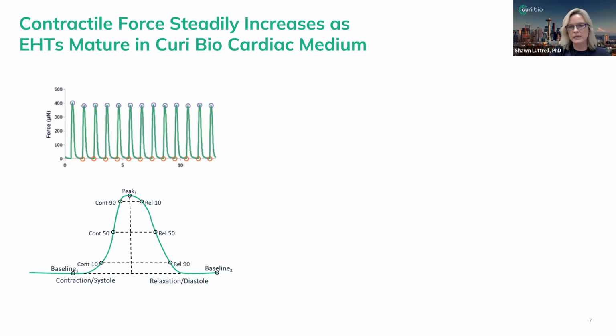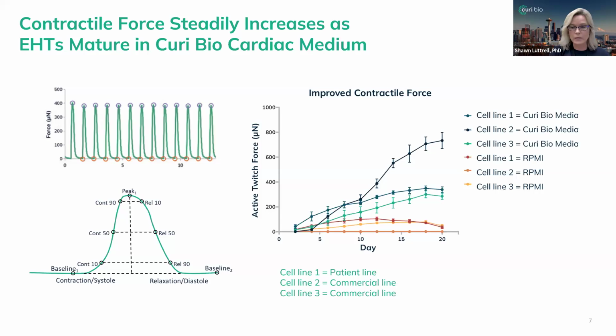And we can plot the mean of all of these contractions to get our force for this particular day in culture. When we plot these forces over time, we can get a graph like this. And this is where we can see how the tissues are developing throughout our experiment.